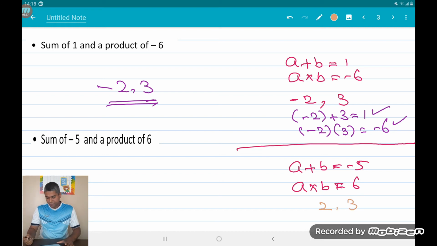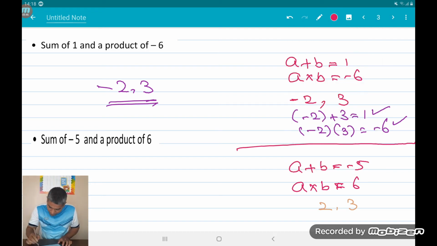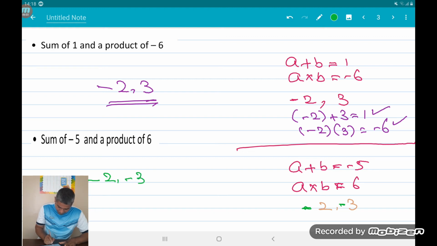Can 2 and 3 work? No, 2 plus 3 is not minus 5, it is 5. So we need to put a negative sign on both. So minus 2 and minus 3. Will it work? Yes, because minus 2 plus minus 3 is minus 5. What is minus 2 times minus 3? That is 6. Working very well. So the numbers are minus 2 and minus 3.